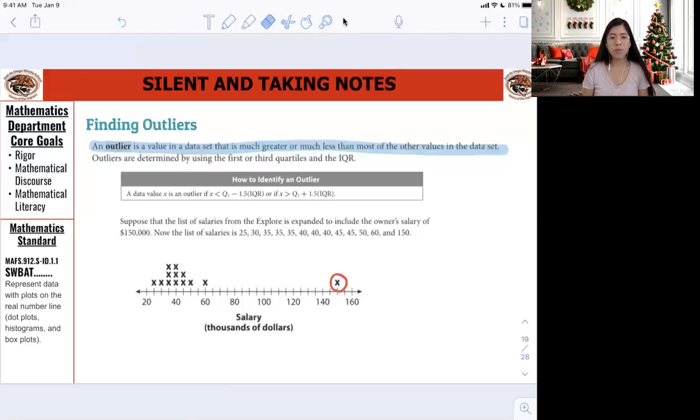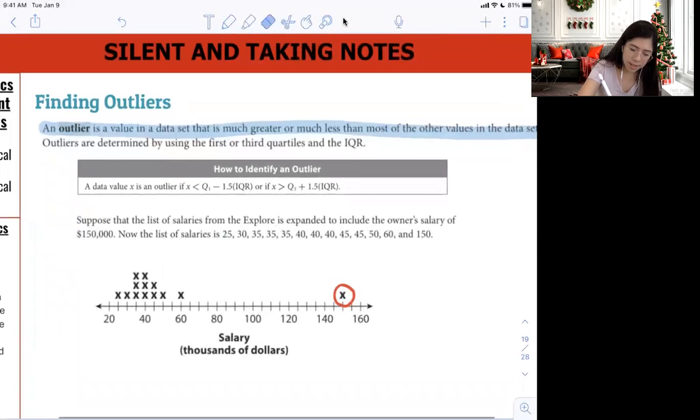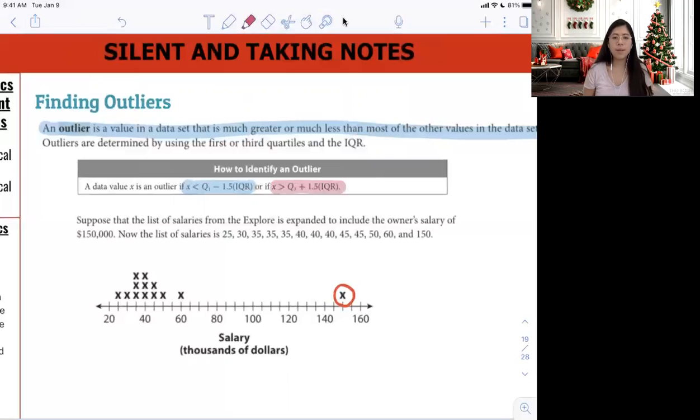So here is how to officially make sure and identify whether or not you have an outlier. We have a small formula to follow. A data value is an outlier if it is less than Q1 minus 1.5 times the IQR, and I know it looks complicated, but we'll do it in a second, or greater than Q3 plus 1.5 times the IQR.